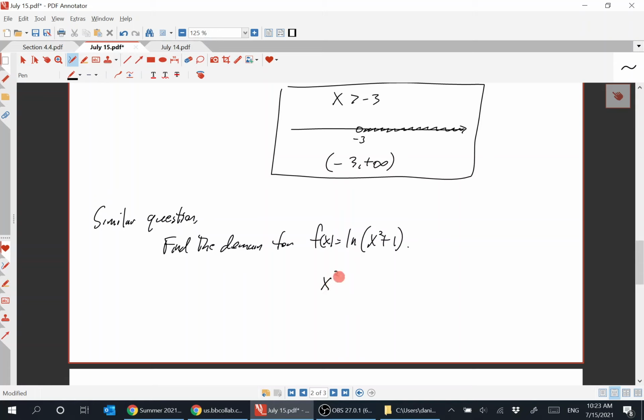Well, again, we need that x squared plus 1 is bigger than 0. But this doesn't factor. Right? It doesn't factor. That's an irreducible quadratic. So the irreducible quadratics are either always positive or always negative. This one has no roots, it doesn't factor. So it's either always positive or always negative.